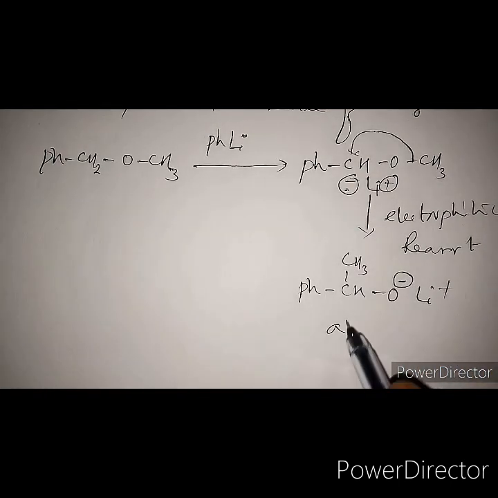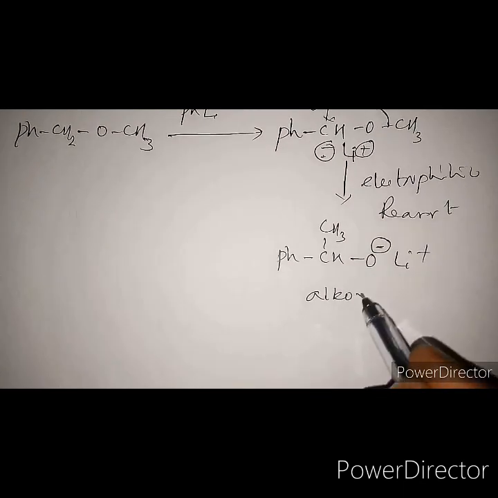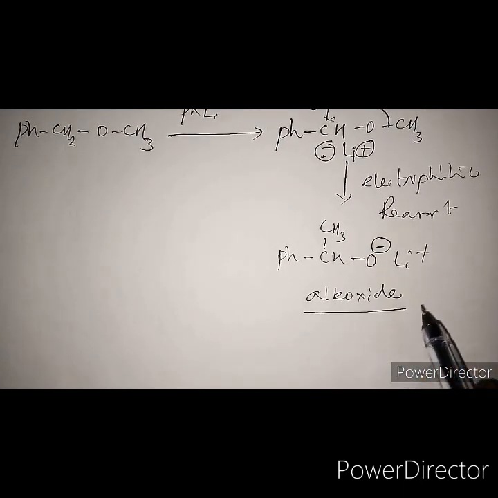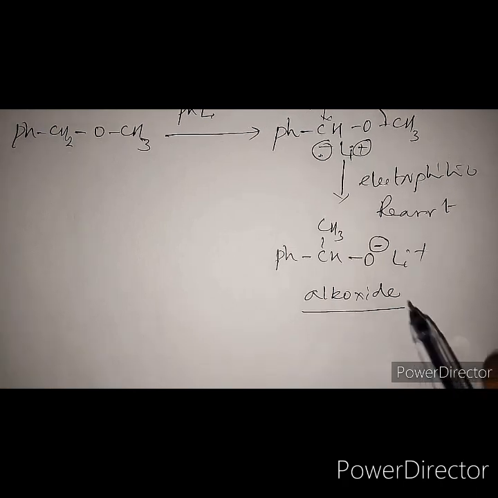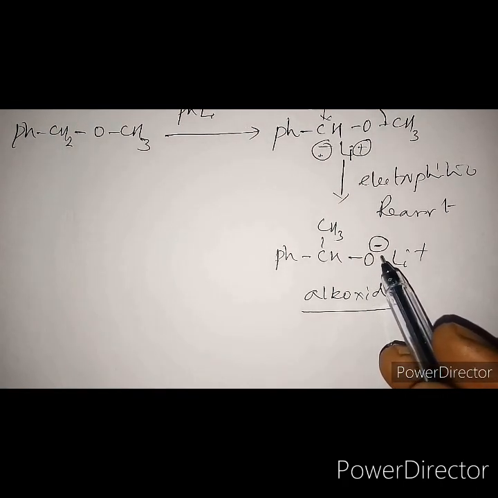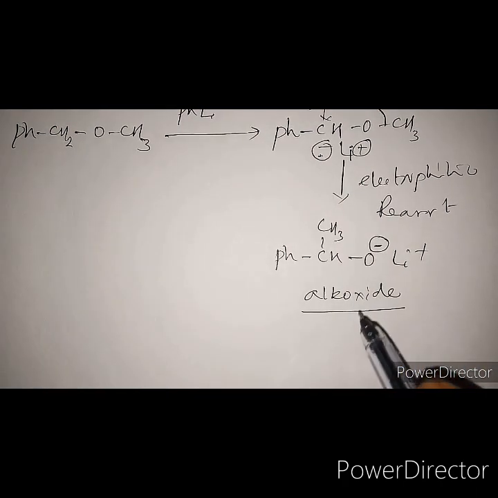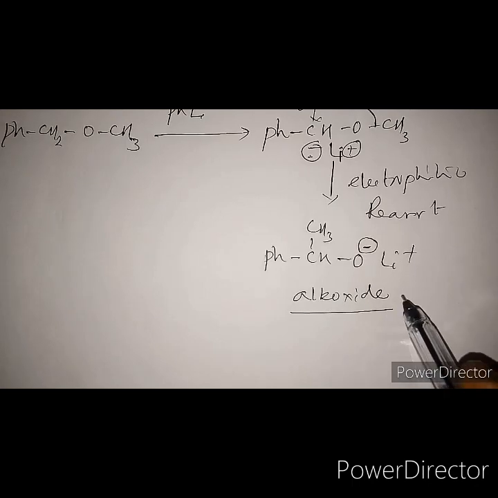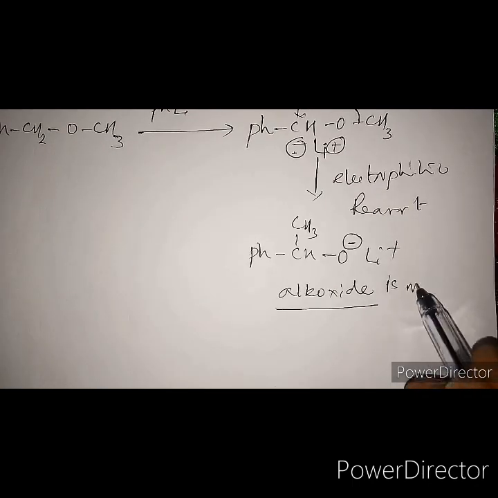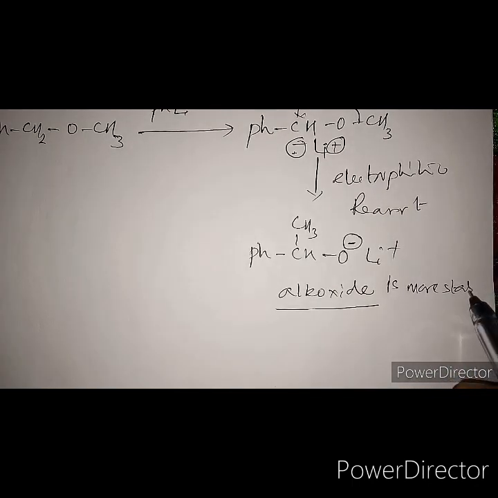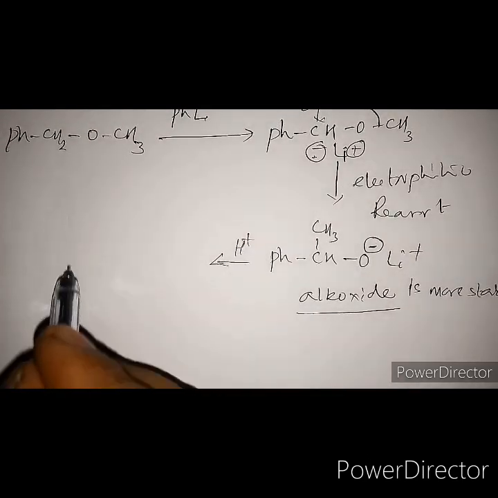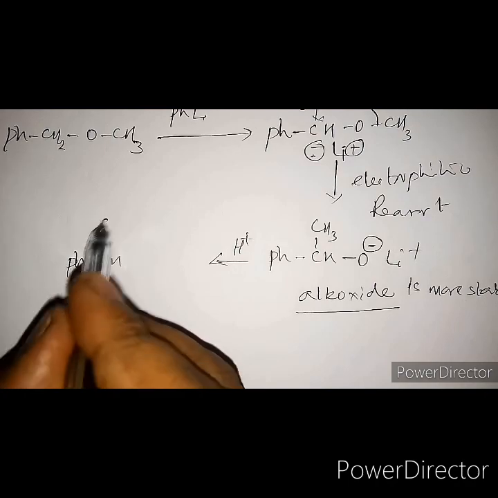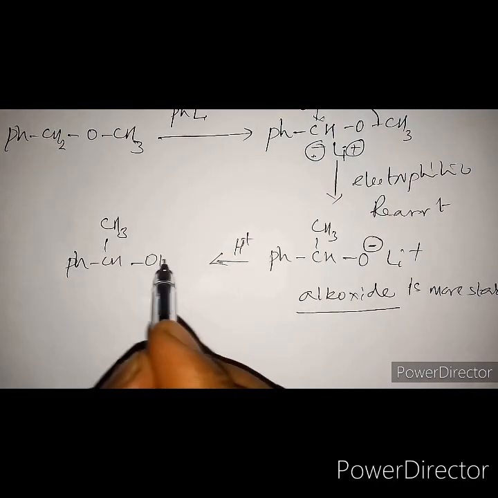So this is an alkoxide. So the alkoxide is more stable, because oxygen is more electronegative than carbon, so creating a negative charge on the carbon is less stable than creating a negative charge on the oxygen. That is why the alkoxide is more stable. So if you use H plus, you will get an alcohol, CH3OH.